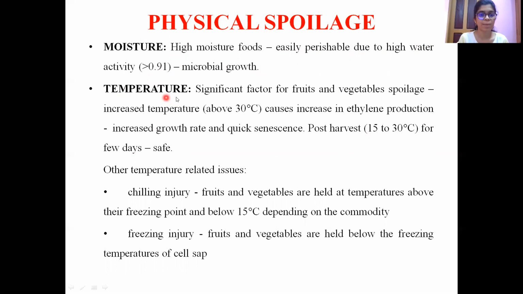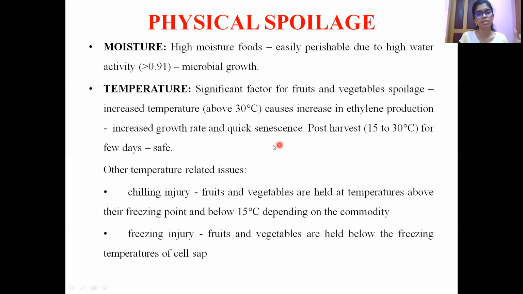Moving on to the next is temperature. Temperature plays a very important role in the spoilage of fruits and vegetables and meat products. The significant factor for spoilage of fruits and vegetables is temperature. Why? Because increased temperature, generally above 30 degrees Celsius, causes an increase in ethylene production. This ethylene is one of the important plant hormones that causes ripening of fruits or vegetables in a plant. So when more ethylene is produced, the ripening happens very fast. That is, the product gets overripe very soon, and due to this, the product reaches quick senescence.